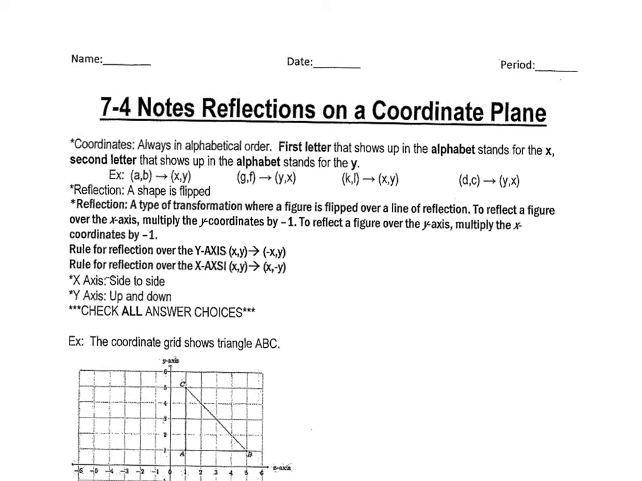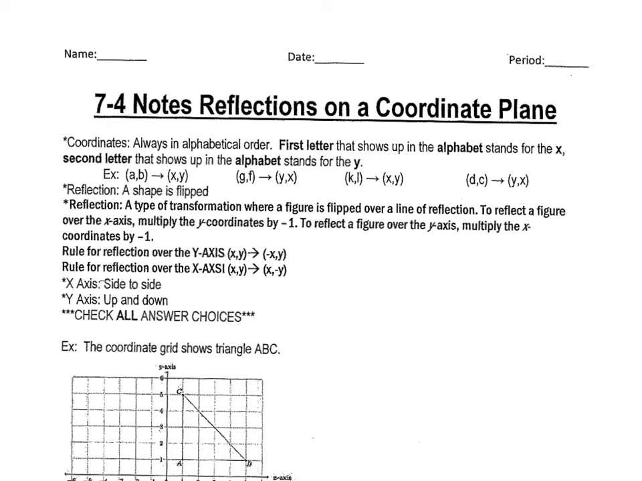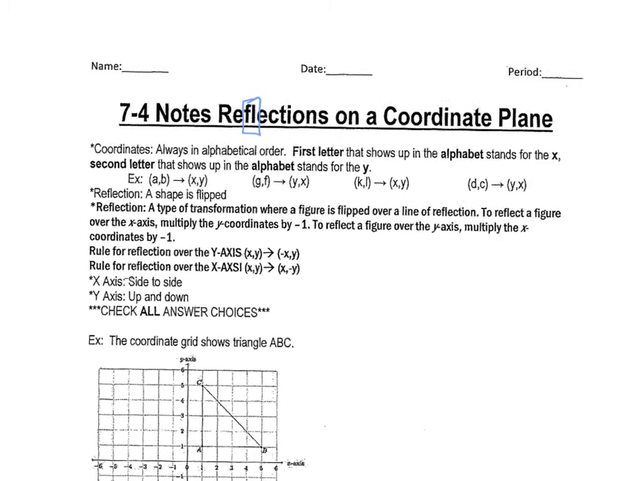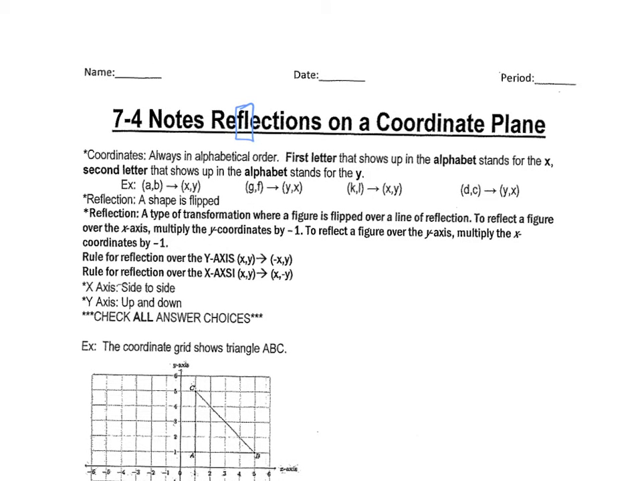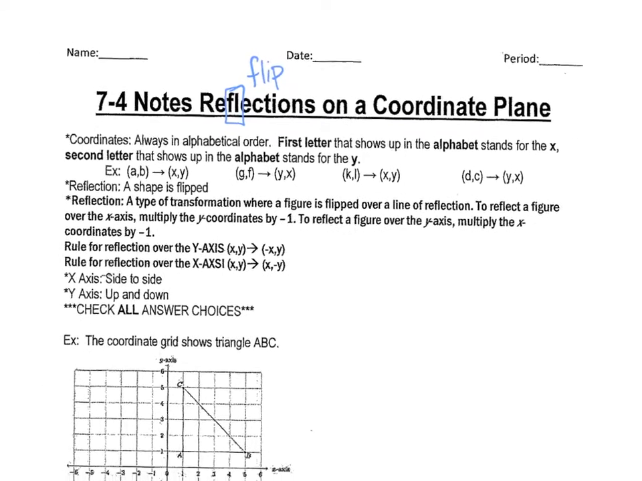Okay, the next transformation we're going to look at is reflections. It's just like you would think if you think of a mirror. So it's the mirror image of your pre-image. Reflections, they flip. That's why I boxed that FL. So you can think of reflections and they're going to flip.